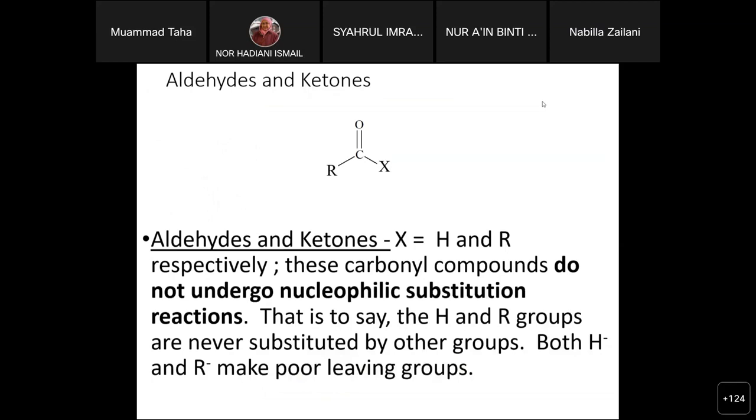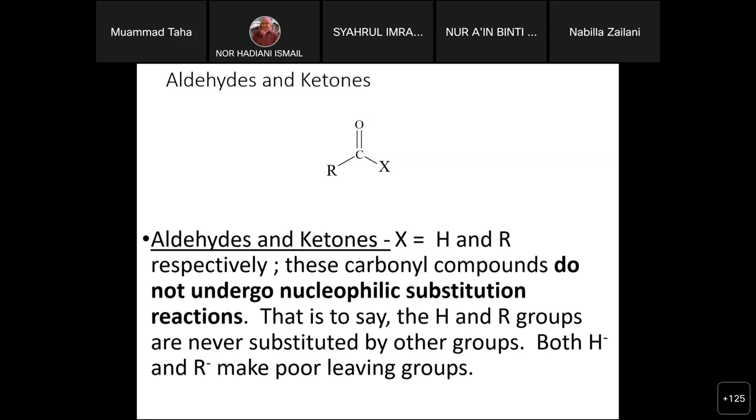Aldehydes and ketones have hydrogen and carbon chain, which are not very stable when a negative charge is put on them, so they can never work as a leaving group. So we cannot expect these two groups to undergo nucleophilic substitution reactions. So we can say that aldehydes and ketones do not undergo nucleophilic substitution reactions, while the other carboxylic derivatives can do these reactions. Okay, why?